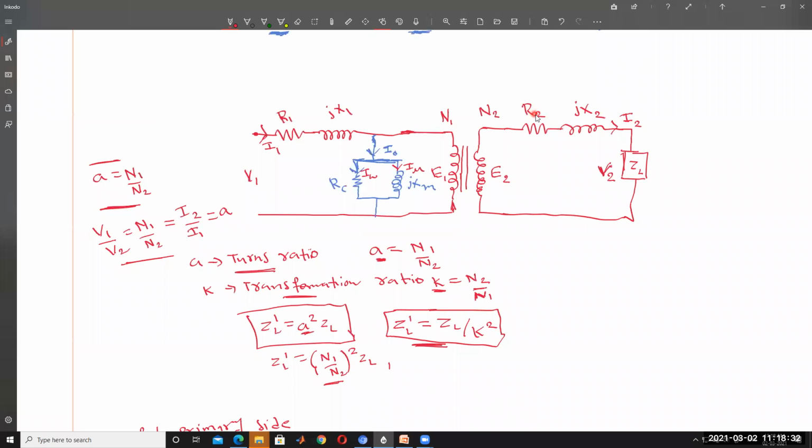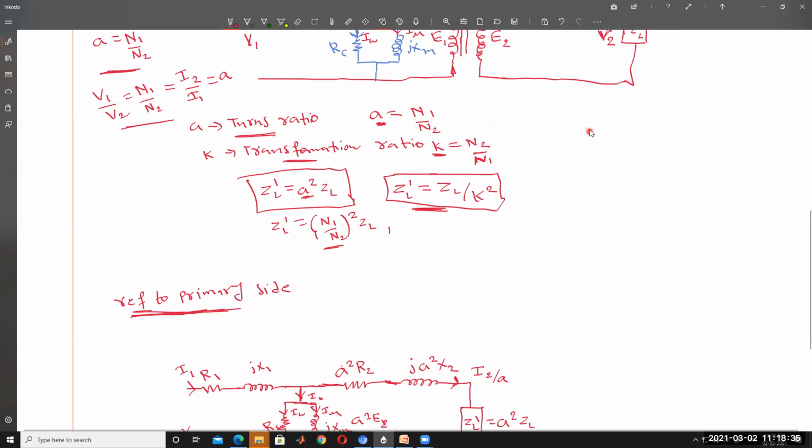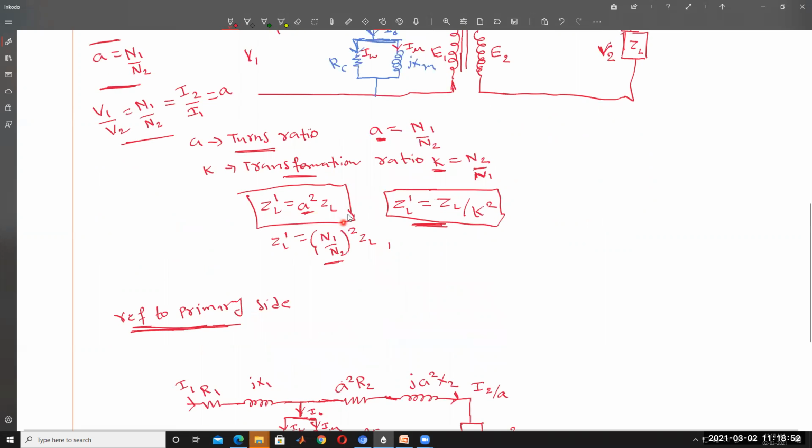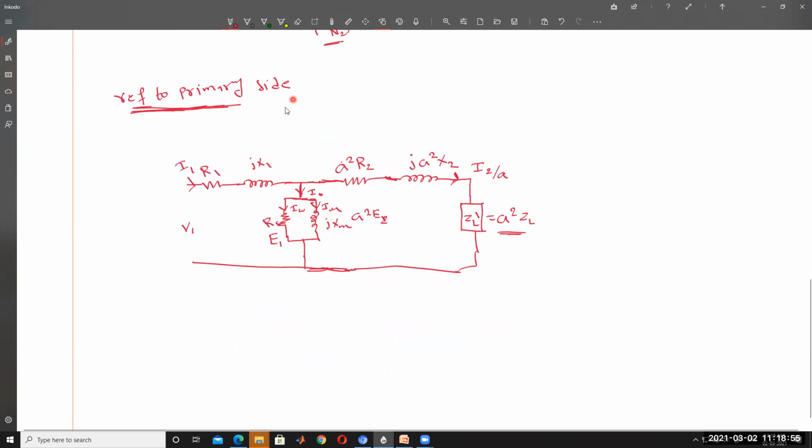So it will become A square times R2, A square times X2 and A square times ZL. The complete secondary side is converted into the primary side of the transformer. When you are converting in that way, these primary impedance parameters are not changing, they are constant, as it is. So if you are converting the secondary referred to the primary side, now all of you draw the circuit diagram with the primary branch parameters referred to the secondary side. Draw the circuit diagram, everyone.